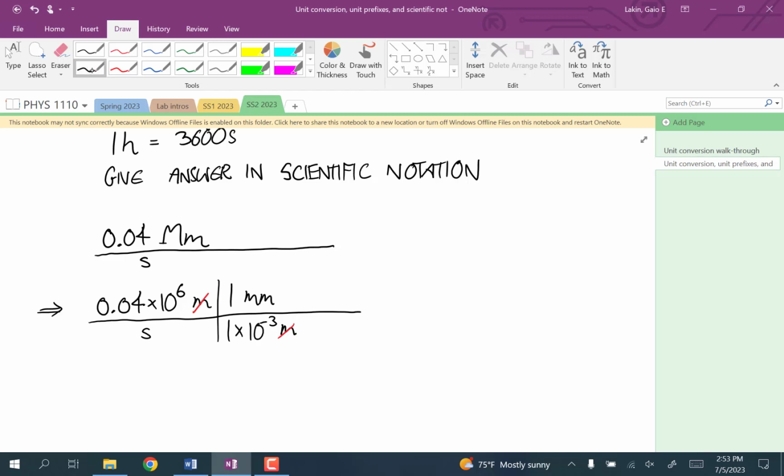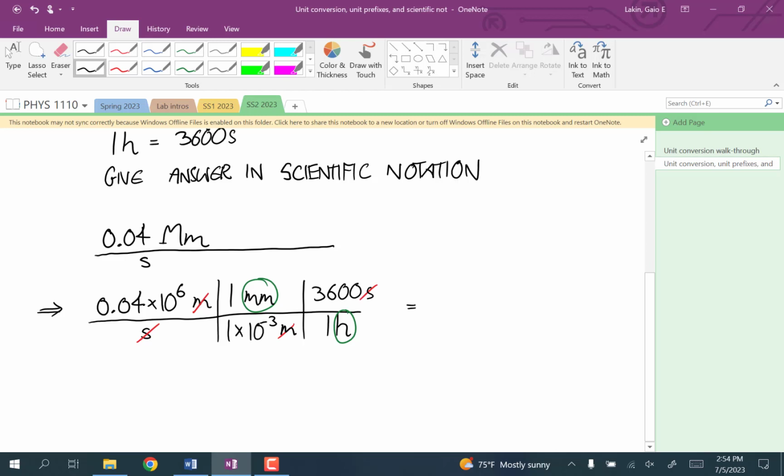And then we want to convert seconds to hours. We'll do this also as a unit conversion. 3,600 seconds is equal to 1 hour. You have your seconds in the numerator here to cancel what you started with, seconds in the denominator. So those cancel. And now the units we have left are millimeters per hour. And all we have to do is this division now to get the number.